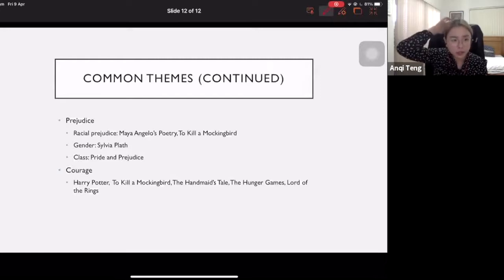And the last thing we'll talk about now is just courage. Right, courage is also a huge theme. There are multiple different sides to courage as well. As an example, in Harry Potter, you have a very stock standard example of courage: defeat the bad guy, we're doing this for the greater good. In To Kill a Mockingbird, Atticus Finch taking on this case is an example of courage against his society and the town that he lives in.